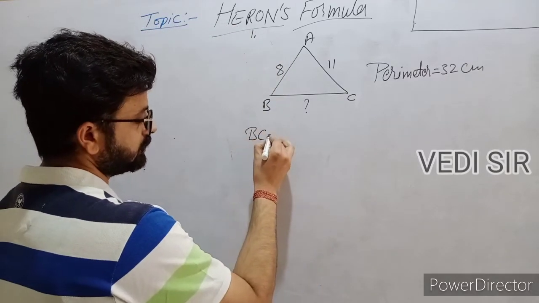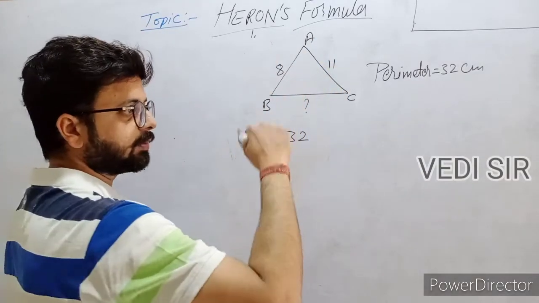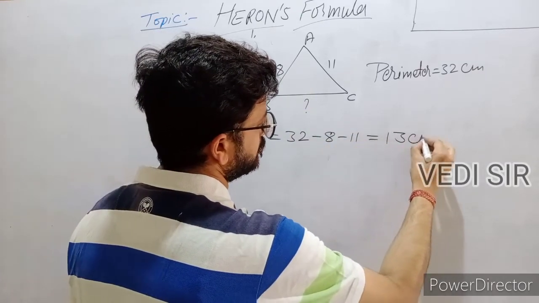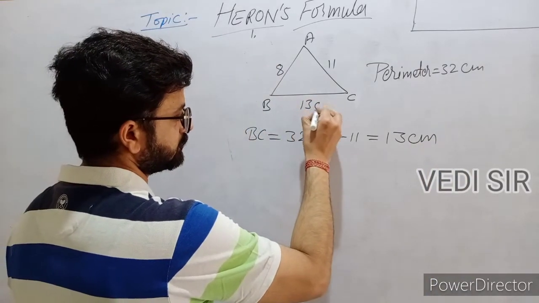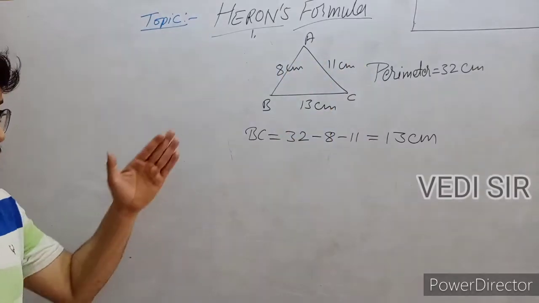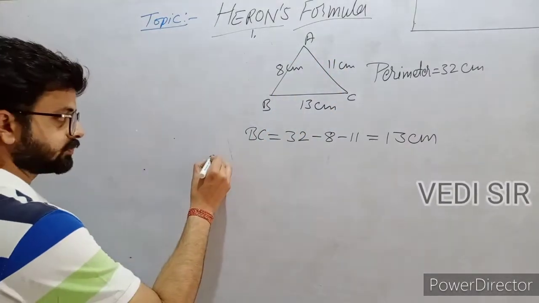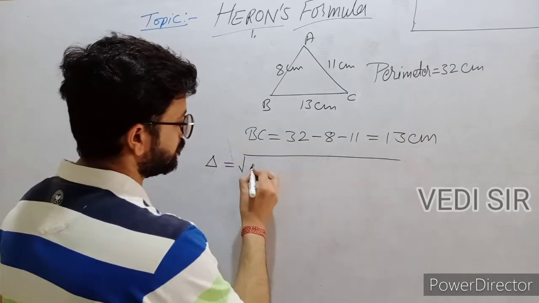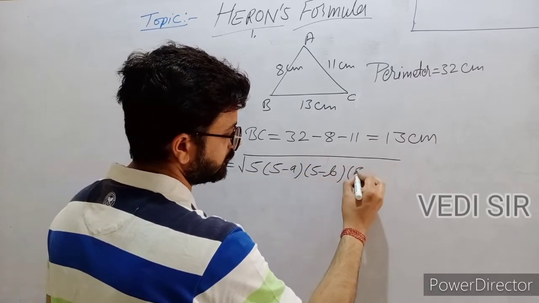Third side BC is equal to, from the perimeter, which is the sum of all the sides, we subtract 8 and 11. Then we will get 13 centimeter. So the third side came here 13 centimeter. The others are 11 centimeter and 8 centimeter. Now we see, guys, 8, 11, 13 is a scalene triangle. Which formula do we have to use? Heron's formula. Here for Heron's formula, we know the formula: S minus A, S minus B, S minus C.